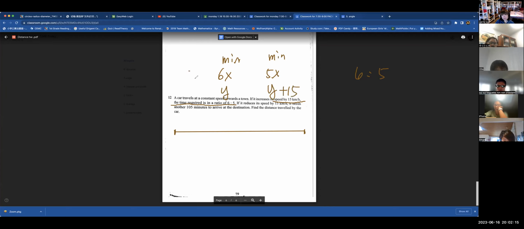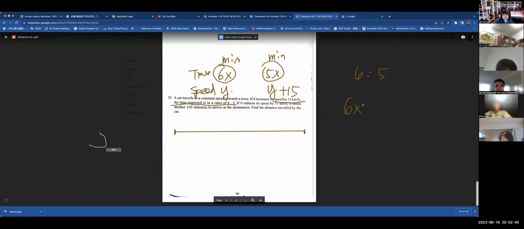Don't you agree with me, everybody? This is time, this is speed. Do you understand what I mean? Before the time using 6x, but the speed is y. And right now, because my speed has increased by 15 kilometers per hour, yeah, so we use hour altogether, okay? So this is 5x hour. Understand, everybody? So you can say 6xy equals 5x times y plus 15.